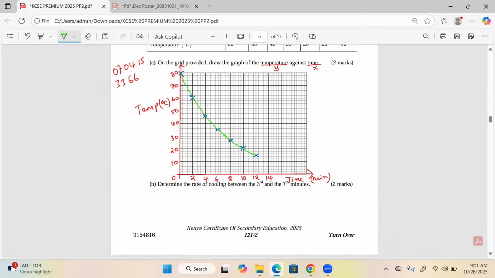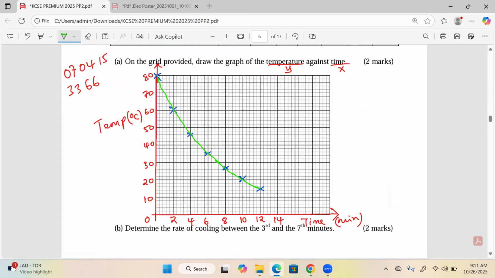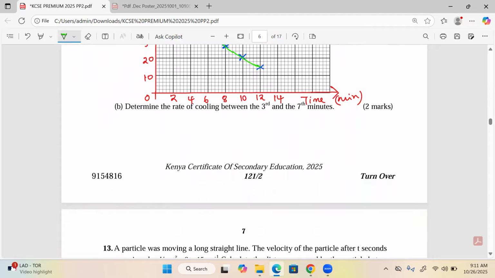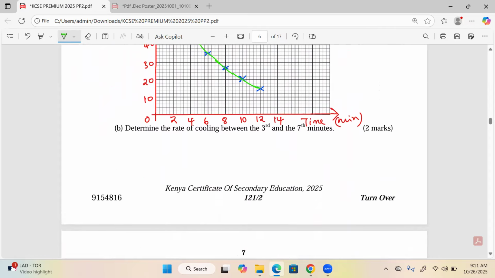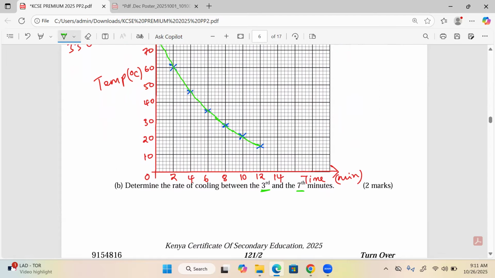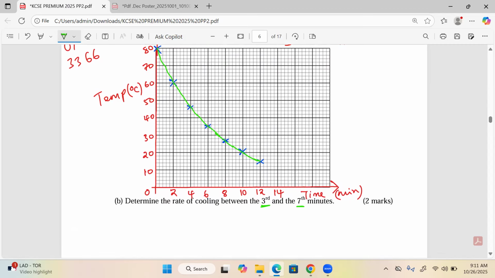Smooth curve was needed in that particular paper. Then after the smooth curve, look at what we've been told to find. Determine the rate of cooling between the 3rd and the 7th minute. 3rd and 7th. So we have now to find the coordinates. Whenever we need rate of change between 2 points, we find the gradient when you connect the 2 points.